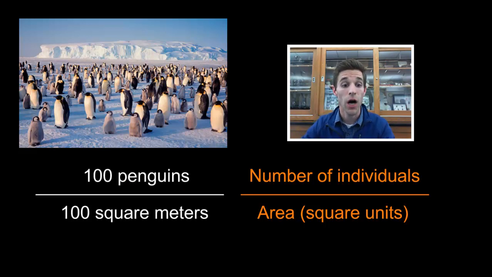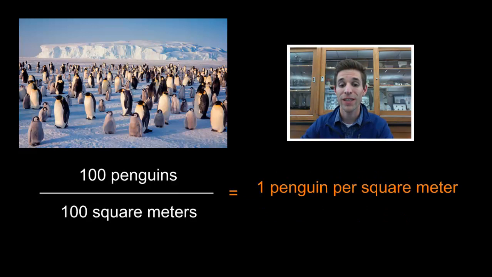Let's say there were 100 penguins for every 100 square meters. That looks like 100 square meters approximately in the foreground of this photograph. And of course, that would calculate as 1 penguin per square meter. So you have 100 penguins in 100 square meters. Naturally, you do that division, and it's 1 penguin per square meter. That doesn't seem like a lot.